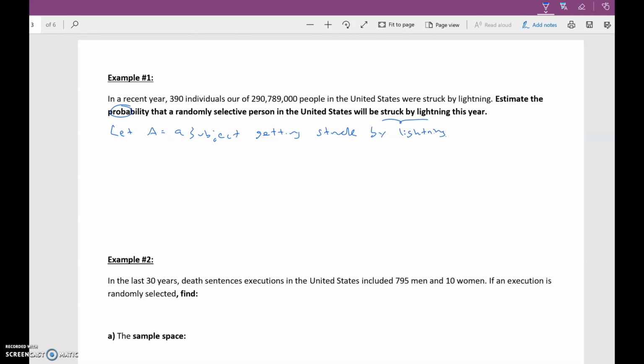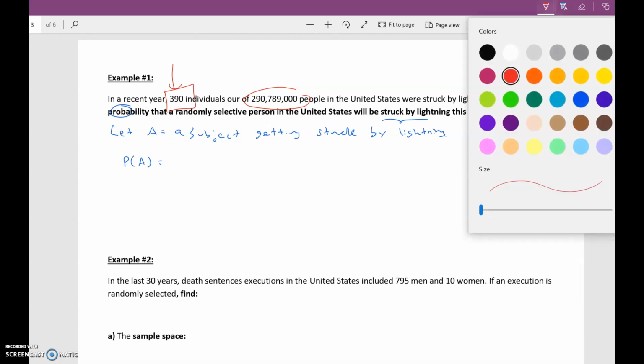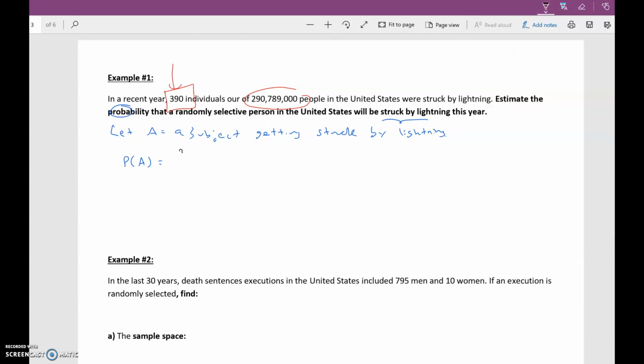As you evaluate the probability, you're simply going to say P of A is equal to the following. Your entire sample space is the total number of people in the US, and then the actual sample that you have in order to do the calculation. So in this case, 390 over 290,789,000. Now, all of your problems, you're going to express as a fraction and then as a decimal approximation. So please evaluate that and see if you're matching.